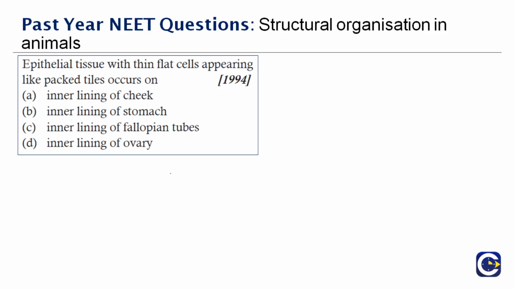Okay, next question here. Epithelial tissue with thin flat cells appearing like packed tiles occurs in dash. This is a very easy question for you because we just now discussed it, where we spoke about simple epithelium, where you'll have the tile-like appearance, right? Usually you're given 4 options here: cheek, stomach, fallopian tubes and ovary. But what do you think will be the answer here? They are asking about packed tiles, how tightly they are packed. The correct answer is cheeks.